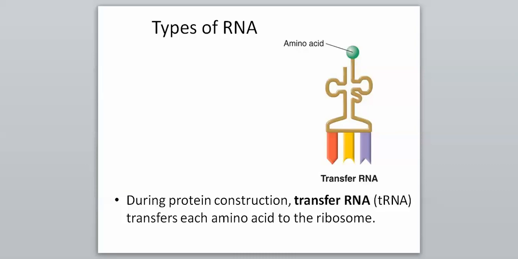Our last type is called transfer RNA, or tRNA. During protein construction, this will transfer each amino acid to the ribosome. It literally carries an amino acid, and we'll get into more specifics about what amino acids are in a little bit. It carries those amino acids from one area to another, to the ribosome. So it transfers an amino acid. The function is right there in the name.